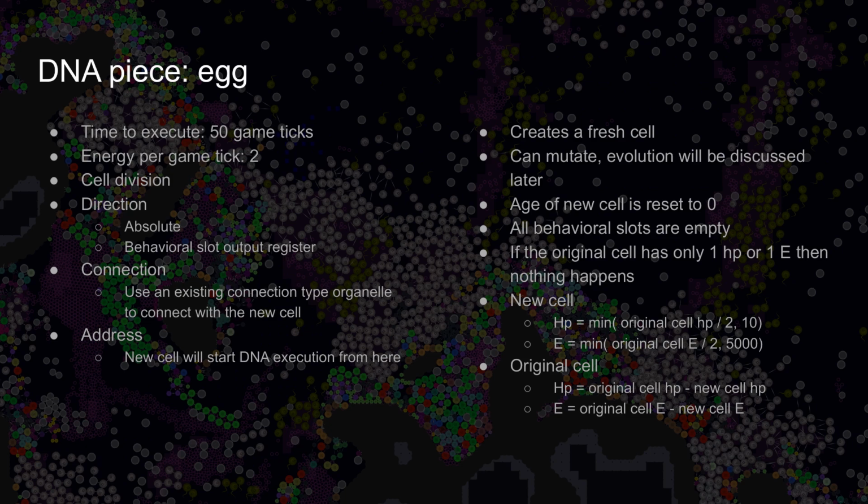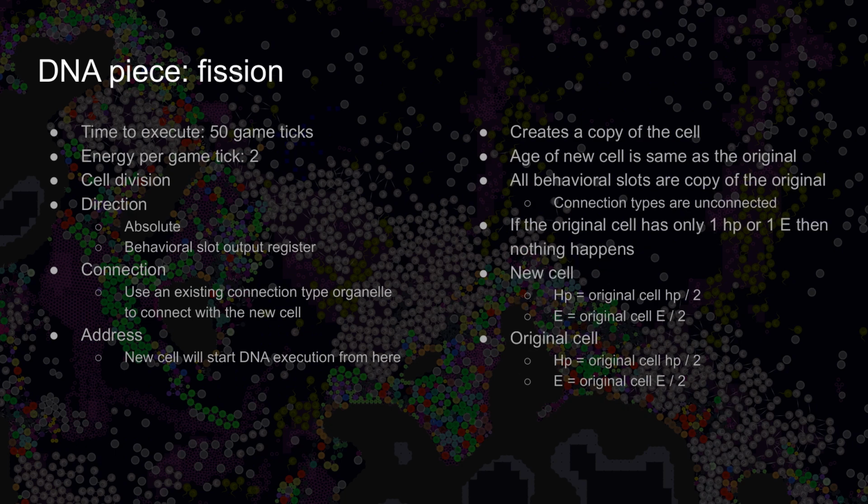The new cell gets half of the original cell's hit points or 10 hit points, which one is less. It will get half of the original cell's energy or 5000 energy, which one is less. The original cell will lose the hit points and energy the new cell starts with.